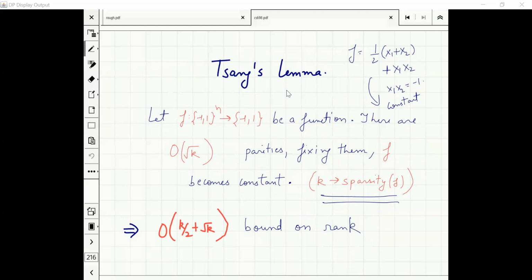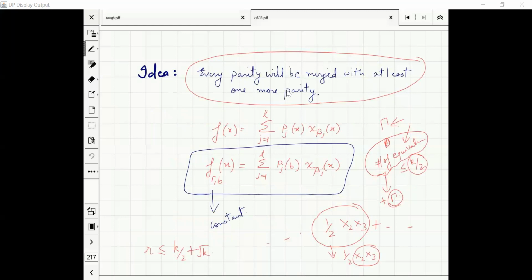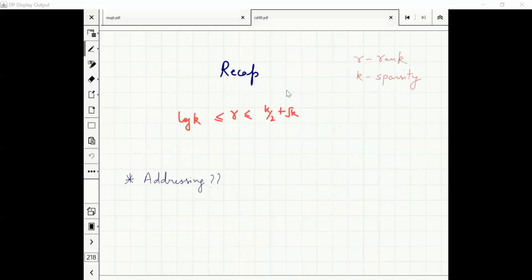If a Boolean function is given, we can pick root k parities such that by fixing them, my function will become constant. There is at least one particular assignment to those root k parities such that my function becomes constant. And that gives a bound of k by 2 plus root k. My point is, really we are not happy.